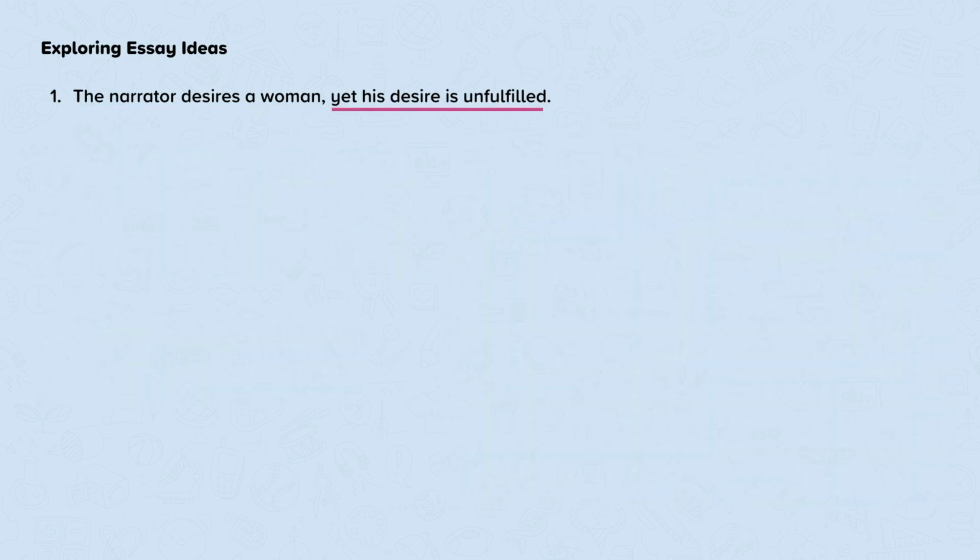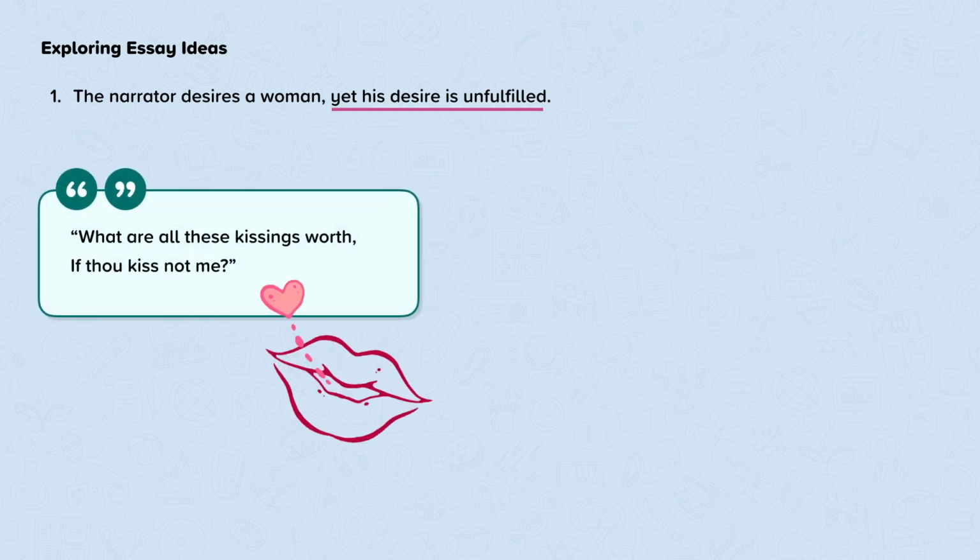Now, we're going to focus on the second half of the first main essay idea. This is how the narrator's desire is unfulfilled. Again, let's begin with a quotation from the poem. What are all these kissings worth if thou kiss not me?